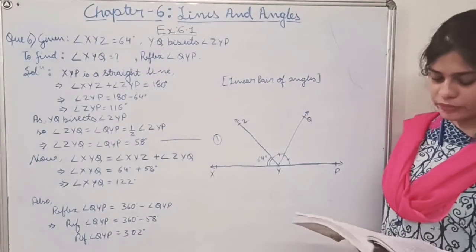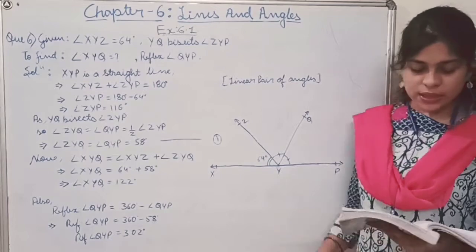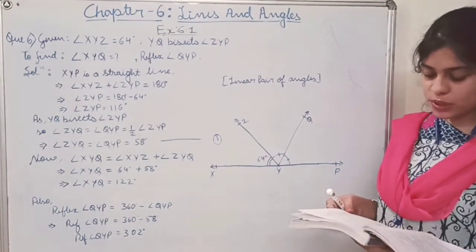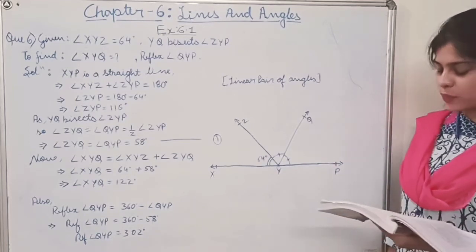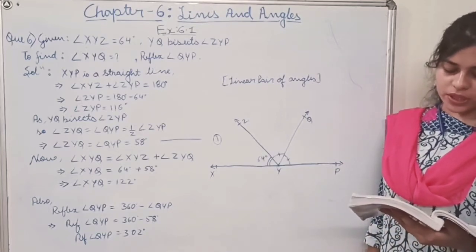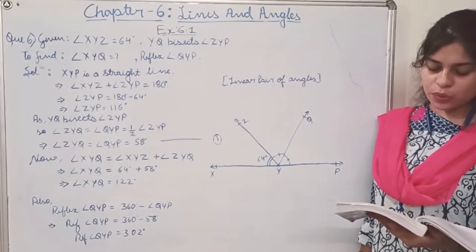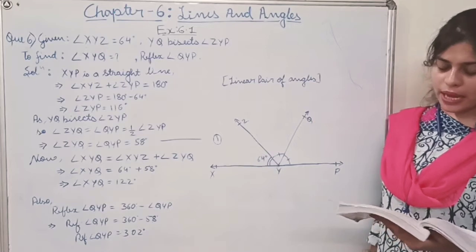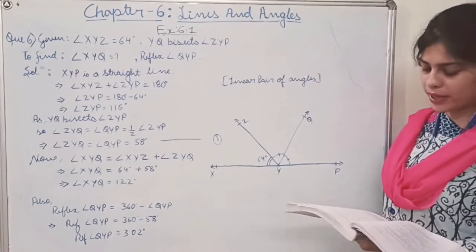In this video, we'll solve the next question of exercise 6.1, that is question number 6. See what the question is. It is given that angle XYZ is 64 degrees and XY is produced to the point P. Draw the figure from the given information. If ray YQ bisects angle ZYP, then find angle XYQ and reflex of angle QYP.